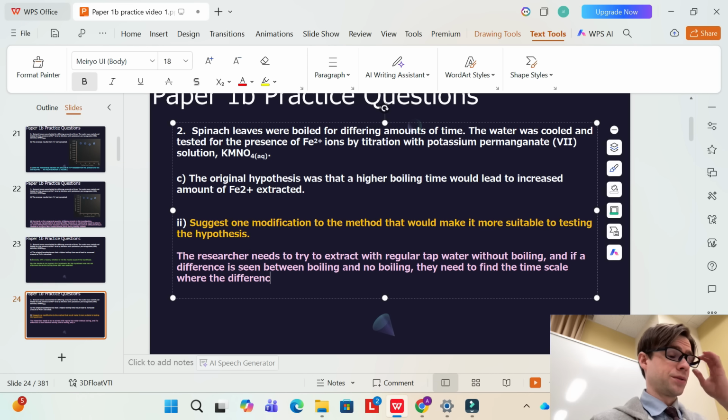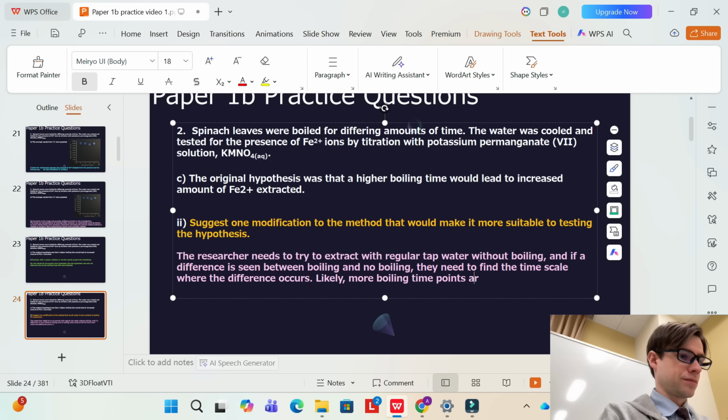The time scales that they chose, 5, 10, 15, 20, shows kind of the complete effects of boiling, maybe the total amount that can be extracted, but it doesn't show where the change between no boiling and complete boiling happens, which is what you would want to try to show in this kind of investigation where you're trying to prove a relationship between boiling time and amount extracted, where the difference occurs, something like that. So likely more boiling time points at lower time are required.